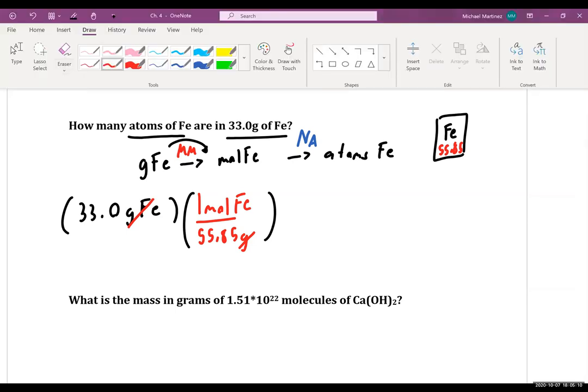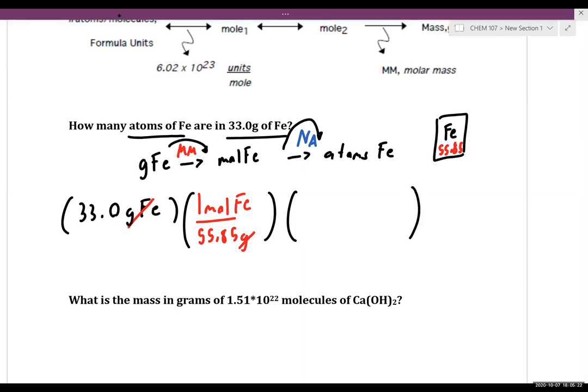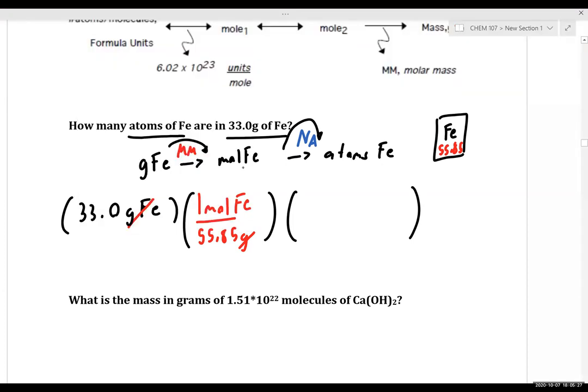We're now ready to execute the next part of our conversion to go from moles of iron to atoms of iron. So then, in this case, what unit should go on top? If we're going from moles to atoms, yes, we want atoms on top. Exactly right. So we have 6.02 times 10 to the 23rd atoms of iron in 1 mole of iron. Moles cancel.